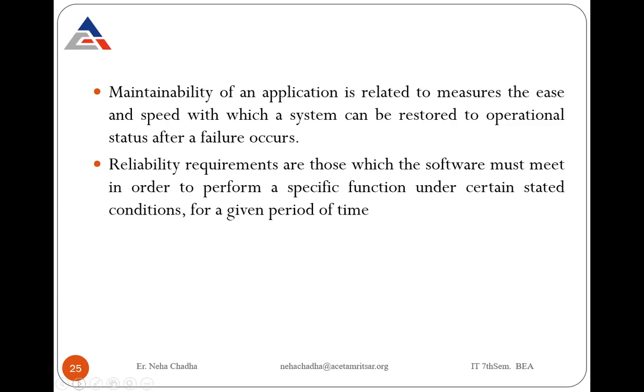Maintainability of an application is related to measuring the ease and speed with which the system can be restored. If there is a failure in a system, then how easily it can overcome that failure. This is called maintainability. Rather than throwing away a system, if any system fails, then how easily it can be recovered comes under maintainability. Then reliability. These are those requirements which software must meet in order to perform a specific function under certain stated conditions for a given period of time. Reliability means whatever type of condition is provided, your system will be working efficiently. This is called reliability.